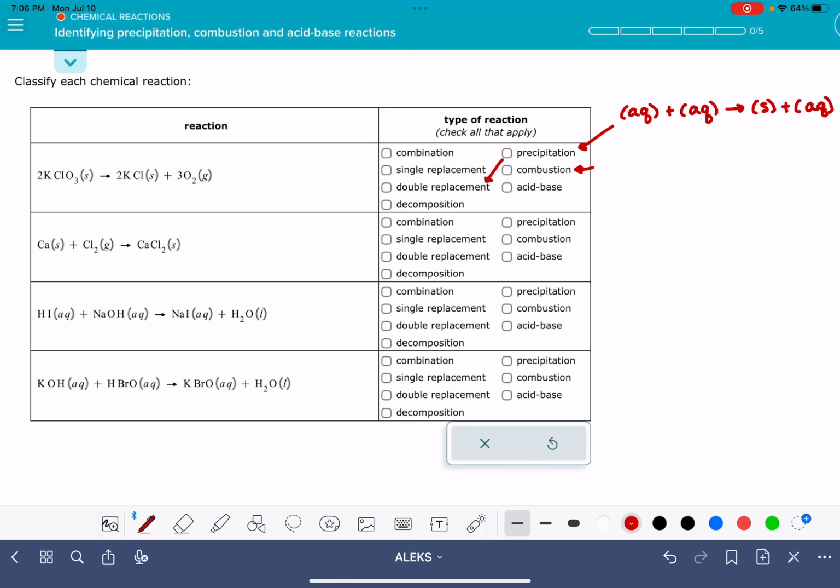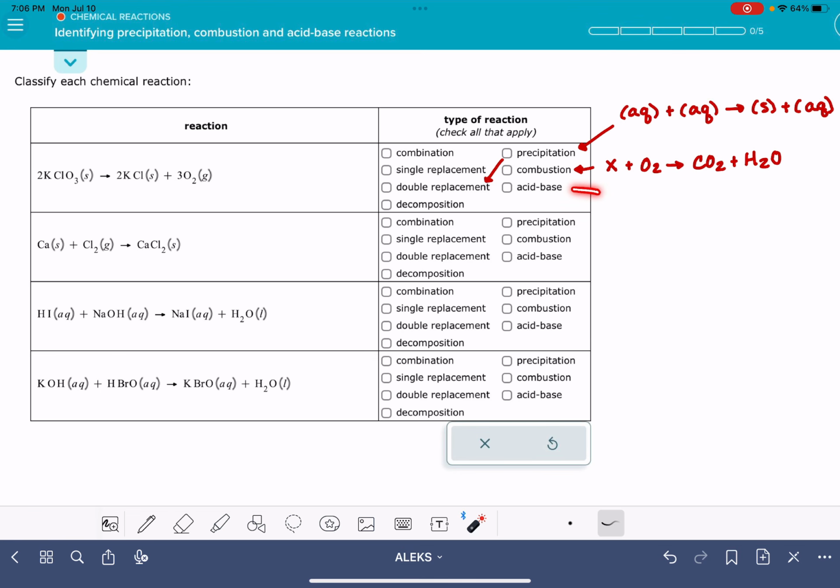A combustion reaction is a reaction where you have some substance, I'm just going to call it X. It's reacting with O2, it produces CO2, and it produces H2O. And to identify a combustion reaction, you're really looking for the O2 reactant and the CO2 and H2O products.